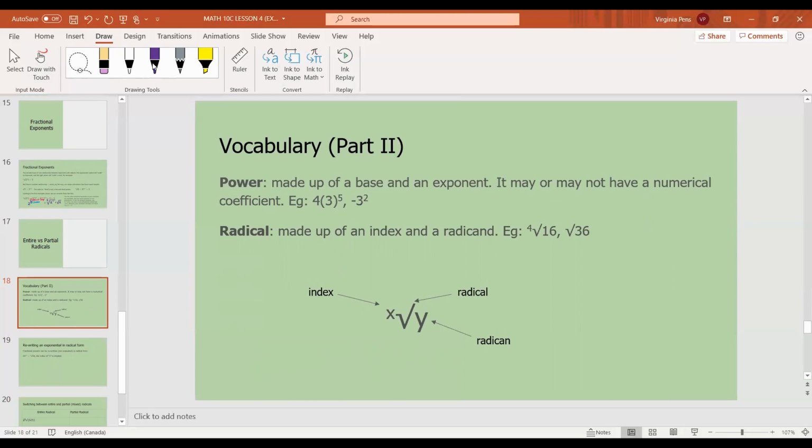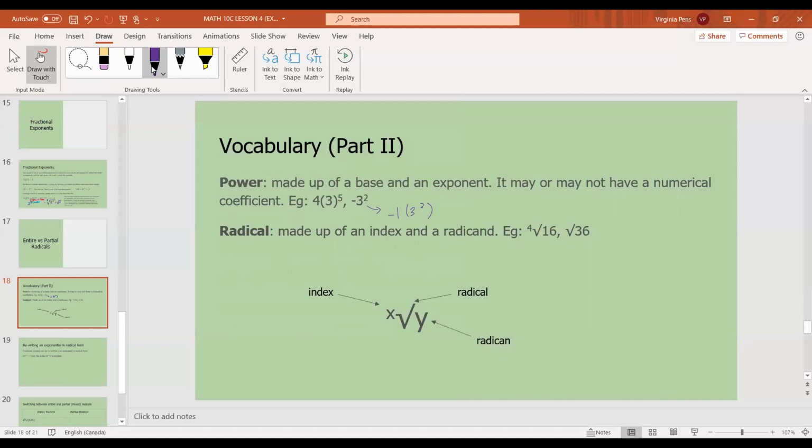A power, which was what I was mentioning a lot earlier. I don't know why I didn't put this vocabulary earlier because I did talk about it a lot, but a power is made up of a base and an exponent. It may or may not have a numerical coefficient. In the example of 4 times 3 to the 5, or negative 3 to the 2, for the negative 3 to the 2, the negative is actually the coefficient. I know it sounds weird, but think of it this way: it's negative 1 times 3 to the 2. That kind of helps you remember it a bit.